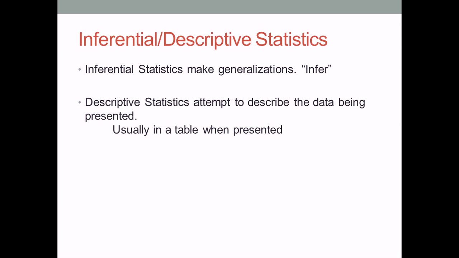Inferential and descriptive statistics, it's pretty much just the meanings and the semantics of the word. So inferential statistics infer, remember from science class, so they try to make generalizations about the data that you're looking at. And descriptive statistics attempt to describe the data that's being presented because they are descriptive, okay? Descriptive statistics are usually in a table when they are presented.